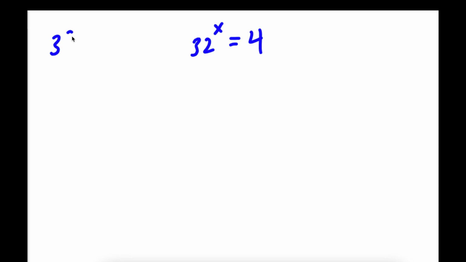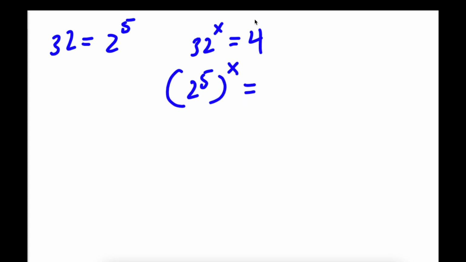So 32 is actually equal to 2 to the power of 5. So now I can rewrite 32 to the power of x by substituting in 2 to the power of 5 for 32. So now I have 2 to the power of 5 to the power of x is equal to, now 4, this is equal to 2 squared.